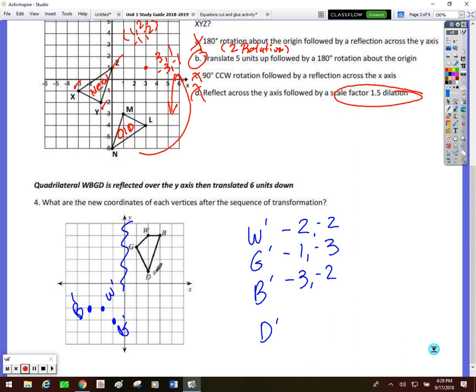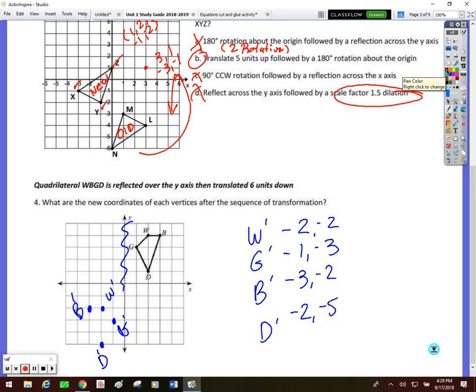And then finally, let's do D, 1, 2. Two points away from the line of reflection. So I go over 2 and down 6. 1, 2, 3, 4, 5, 6. All right, there is D prime, and that coordinate is negative 2, negative 5.